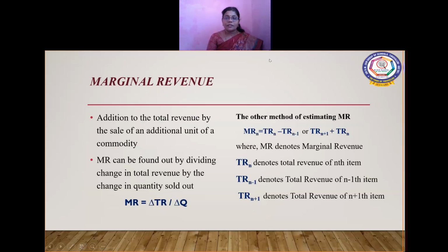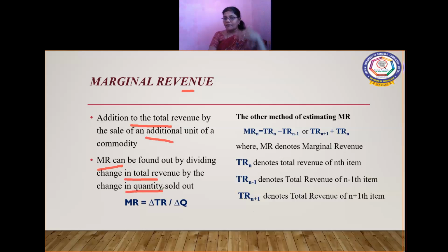Next, we are going to discuss marginal revenue. Just recall what is meant by marginal cost. Instead of cost, you have to keep in your mind the revenue. So it is the addition to the total revenue by sale of an additional unit of a commodity. The same concept we discussed for cost. So here MR can be found by dividing the change in total revenue by the change in quantity sold.